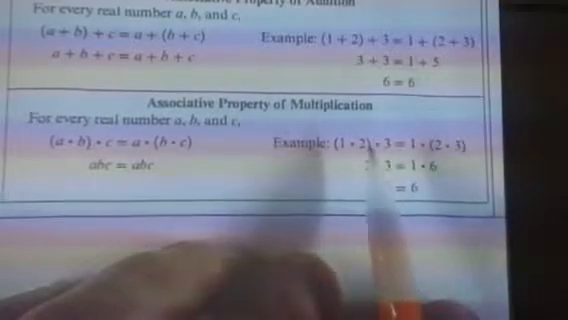Same thing with multiplication. I can put the parentheses around 1 times 2. This doesn't have to be these numbers. It could be 3 times 4 times 5. That's not going to change the fact that this property works, okay? So it doesn't matter the grouping, okay? So the commutative property switches the order, the associative property switches the grouping, and the identity property just says you can either add 0 or multiply by 1, and that number stays the same.